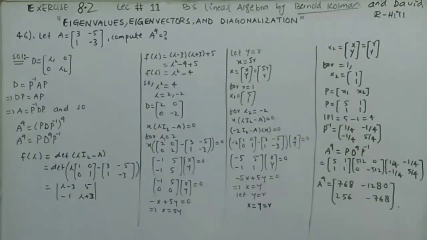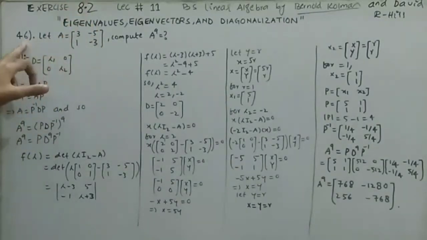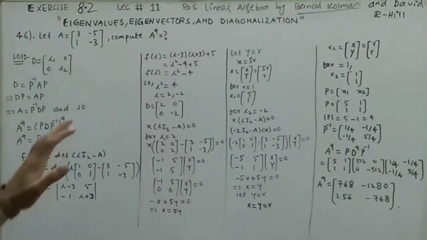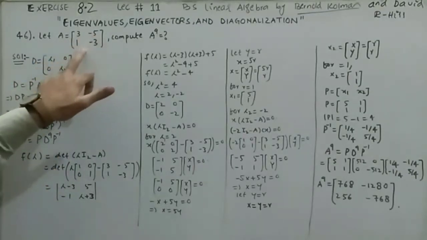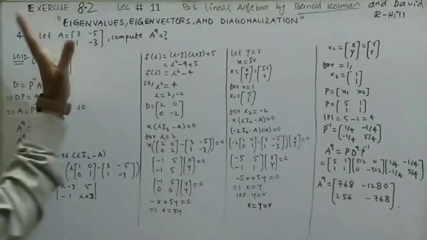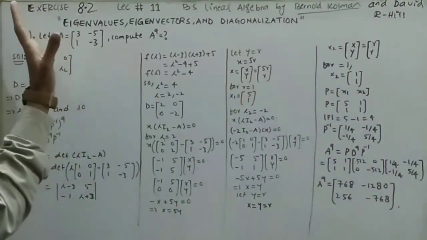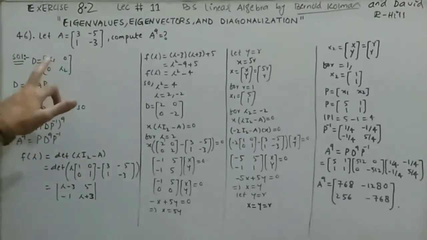Now let's understand the last question of exercise number 8.2. The last question is question number 46, and this question is very important, and this is the last exercise 8.2 with which this chapter will be completed. It tells that let A equal to 3, minus 10, 1, minus 3. Compute A power 9. So first of all, I will find the diagonal matrix. Lambda 1, lambda 2 are actually the eigenvalues. Remember, in the diagonal matrix, the eigenvalues are the main diagonal values and the non-diagonal values will be 0. How to find lambda 1 and lambda 2?